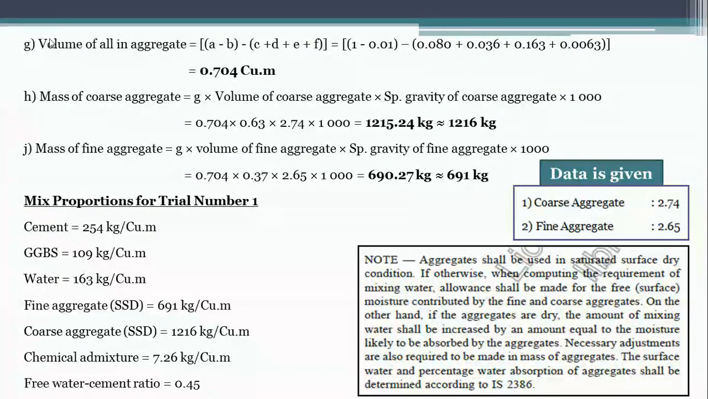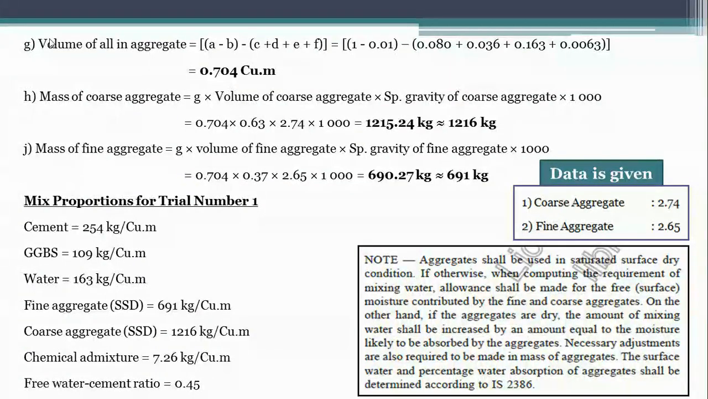Similarly, mass of fine aggregate is equal to G, that is the notation for volume of all the aggregates, into volume of fine aggregate into specific gravity of fine aggregate into 1000. So 0.704 into volume of fine aggregate, which is 1 minus volume of coarse aggregate. So 1 minus 0.63 will get 0.37, into specific gravity of fine aggregate, which is given in the problem. I have taken a data screenshot. I have taken 2.65 into 1000, you will get 690.27 kg. I have approximated to 691.